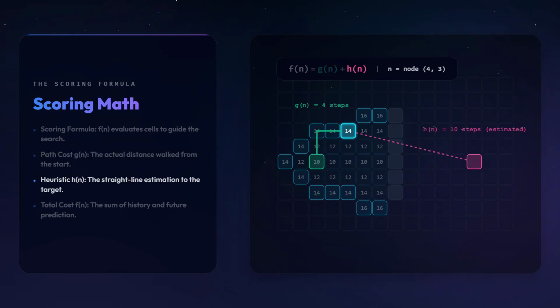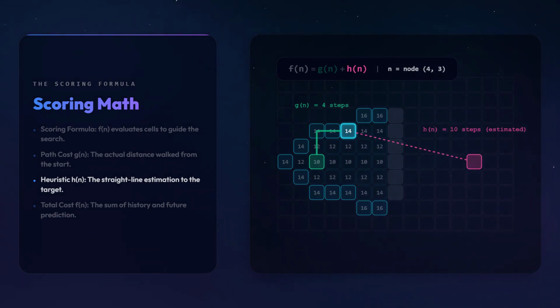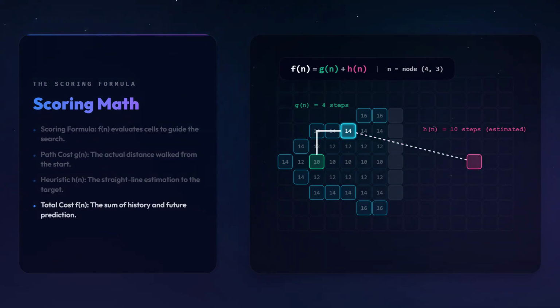To complete the equation, we add the H-score, a heuristic estimate of the remaining cost from this cell to the goal, such as a straight line. By combining the G-score and H-score to form the total F-score, A* balances past cost and future estimates to focus directly on the most promising directions.